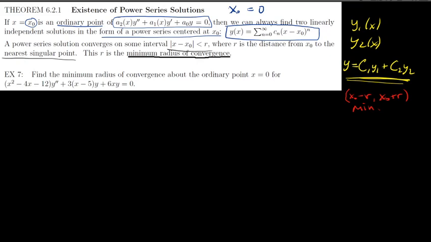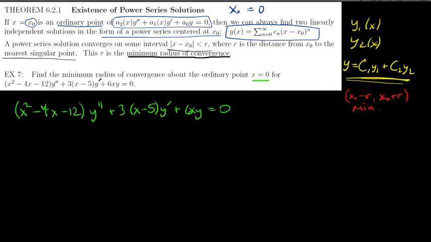Okay, so here's a question. Example 7. Find the minimum radius of convergence about the ordinary point x equals 0 for this differential equation. I realize this might be too small, so let me rewrite the equation. This is going to be (x squared minus 4x minus 12) y double prime, plus 3(x minus 5) y prime, typo, that should definitely be y prime here, plus 6xy equals 0.